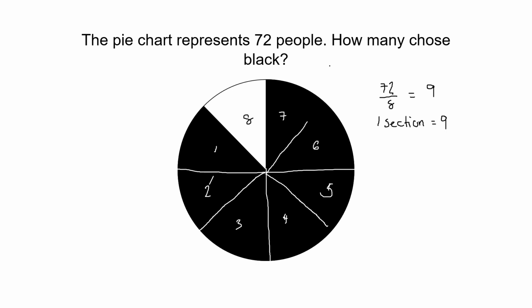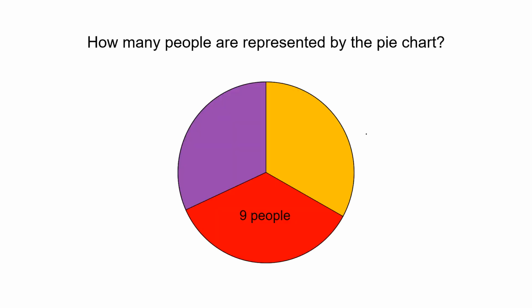And it asks us to find out how many are black. So how many sections are in black? 1, 2, 3, 4, 5, 6, 7. So we have 7 sections in black. We know that 1 section equals 9, so we multiply it by 9, and we get a total of 63. So 63 people chose black.